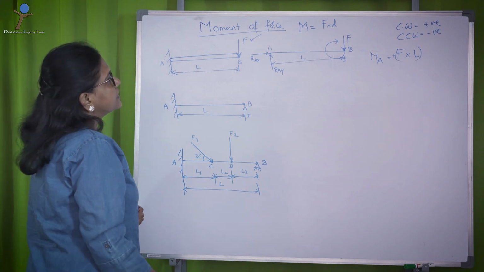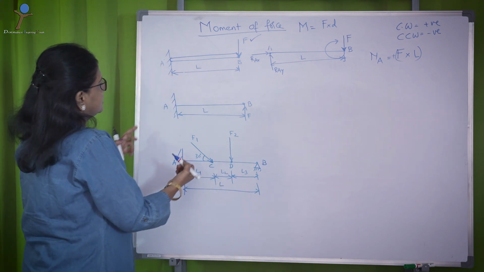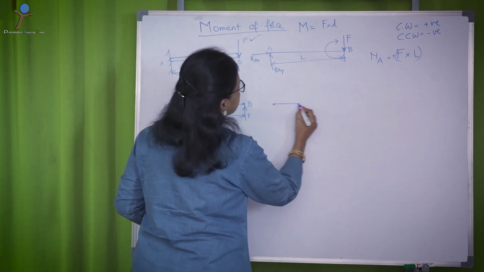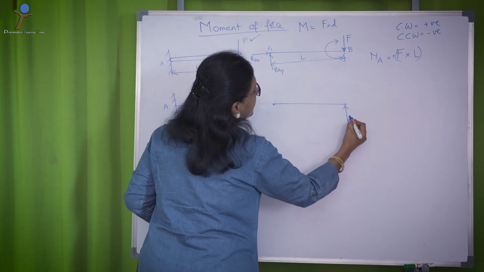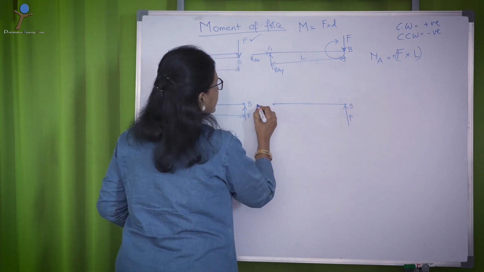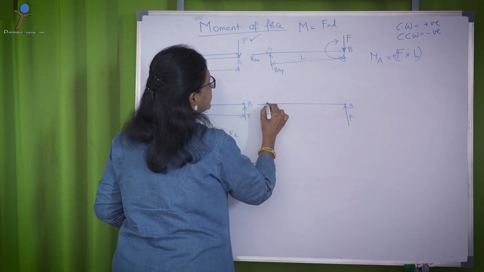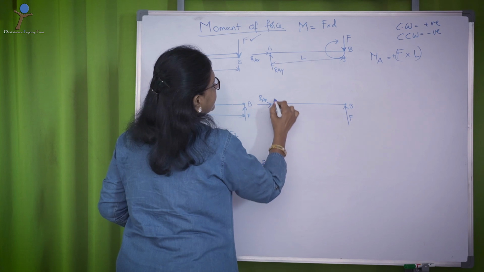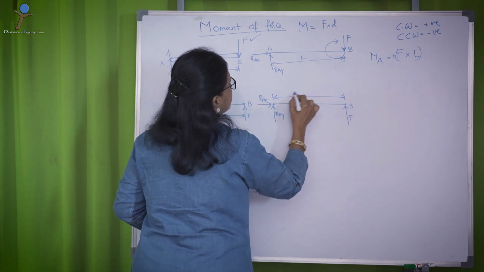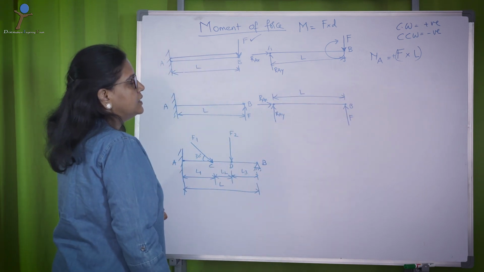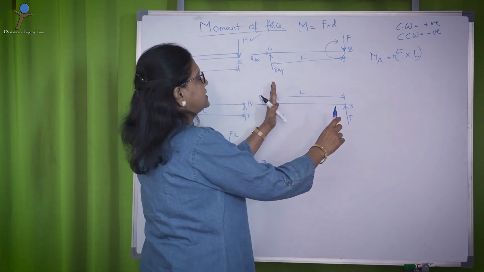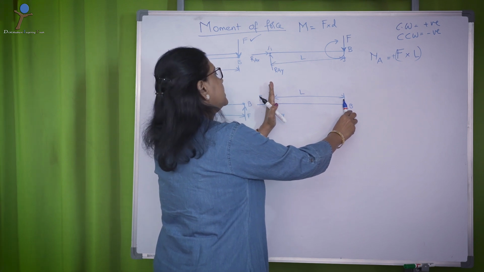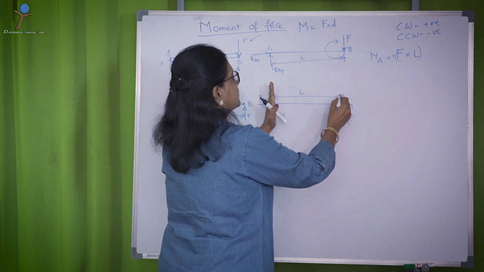Now, let us consider this particular case. In this case, the force is acting in upward direction, and again you have the constraint here which creates the reactions RAX and RAY with L span length. Now, this time you have to take the moment about A by rotating the force towards the constraint, that means this direction.